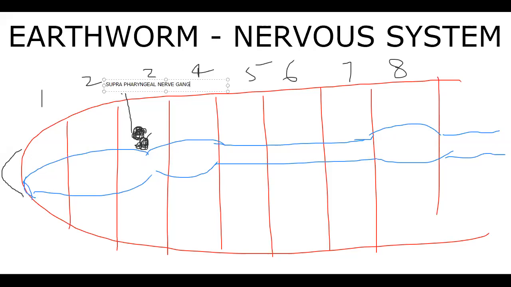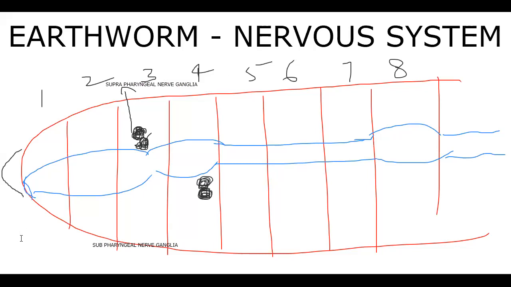Next, one more nerve ganglia we will find in the fourth segment. The nerve ganglia in the fourth segment is said to be subpharyngeal nerve ganglia because that is present below the pharynx. Hence, we call it subpharyngeal nerve ganglia. So based on the pharynx, you are giving the names: suprapharyngeal nerve ganglia, subpharyngeal nerve ganglia.